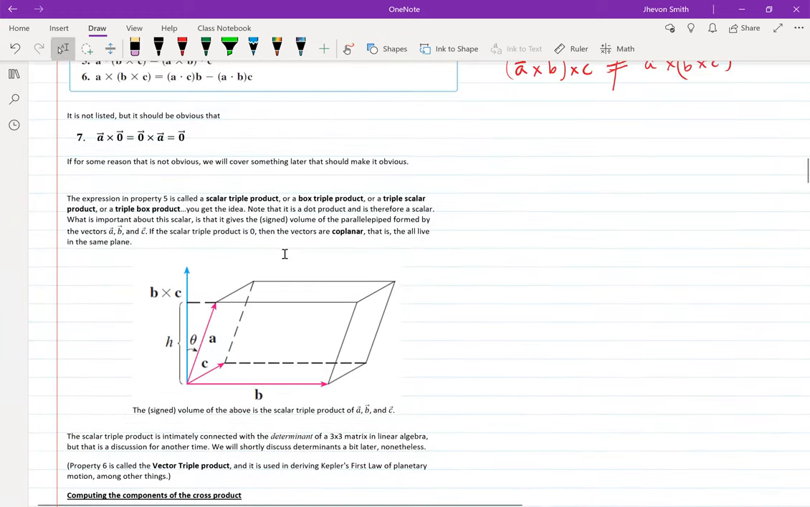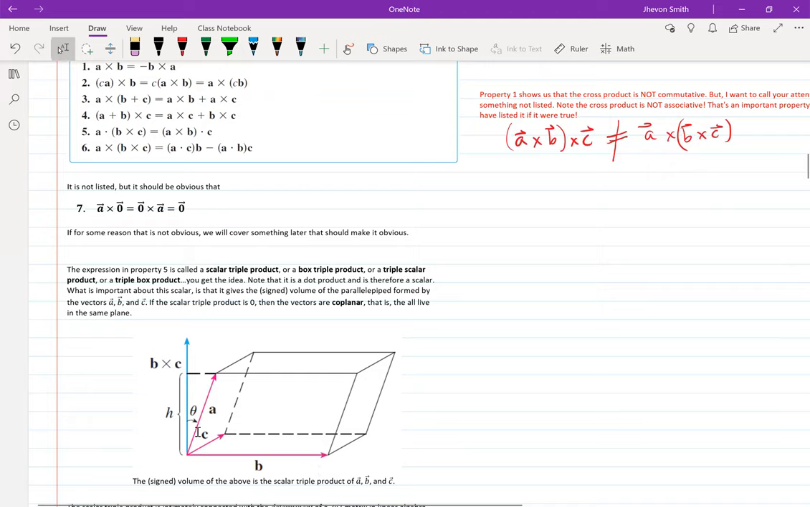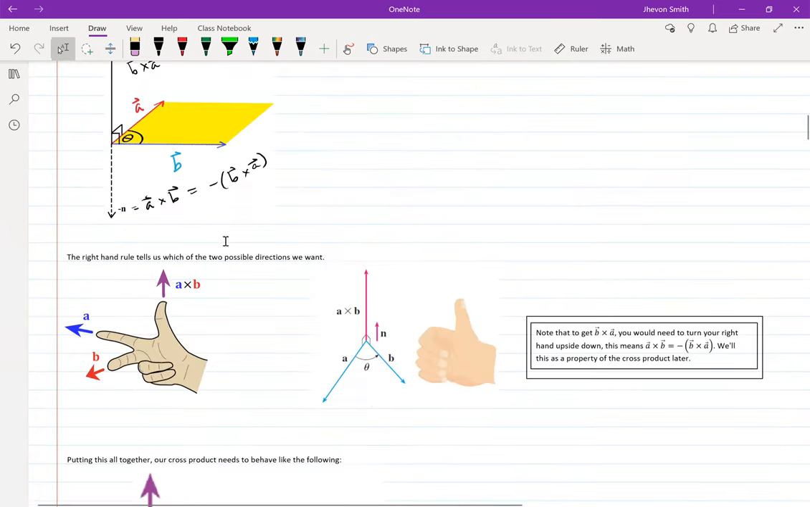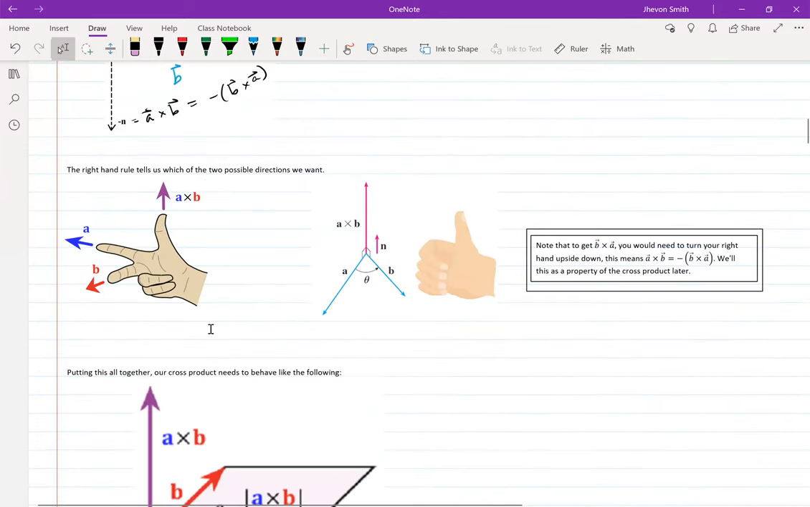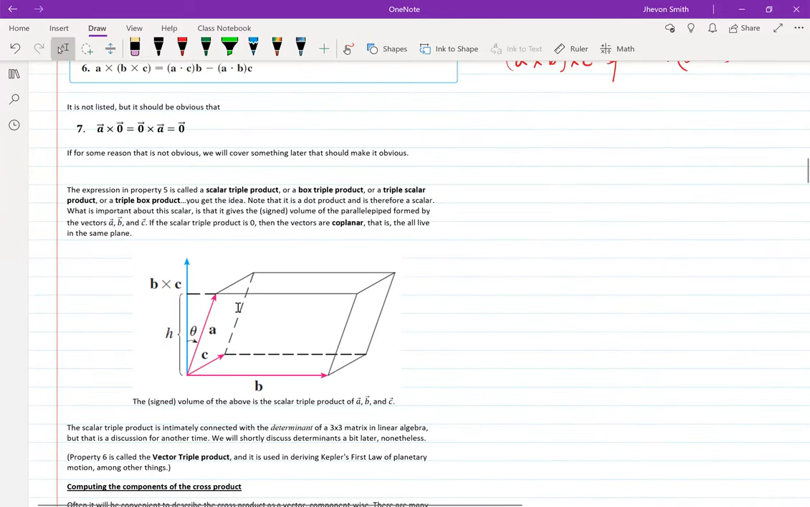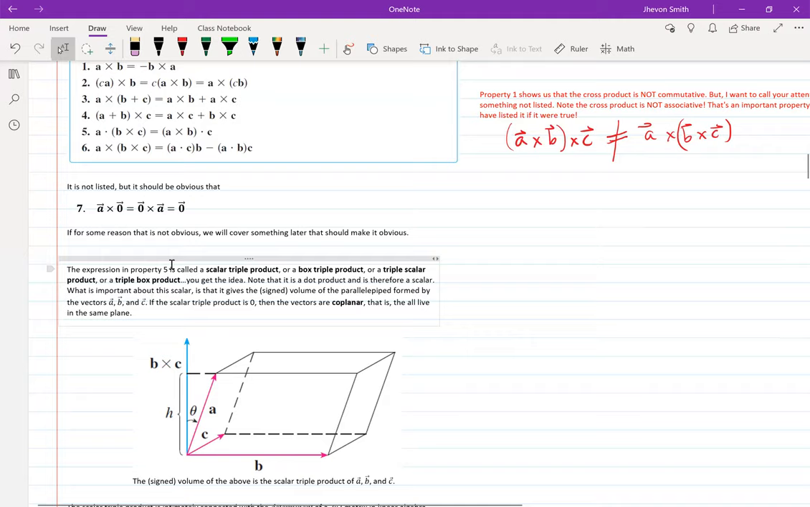We'll do it later. It's called a parallelepiped, and this expression, A dot B cross C, is going to give you the volume of this guy, the signed volume. It might give you the negative volume. And again, that's because we can make area arguments here. If we plug in this definition for the cross product, you'll realize that it'll be equivalent to the area of the base times the height. And again, that's using trigonometry with this angle theta. We'll talk about that later on.